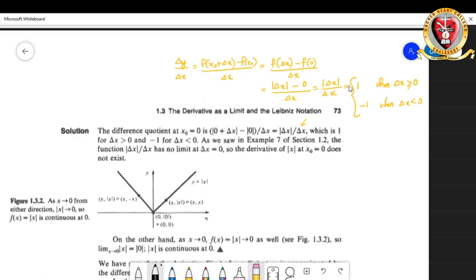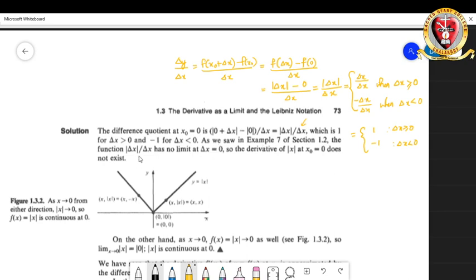How? To make it more specific, when delta x is greater than or equal to 0, that will be delta x by delta x. When delta x is strictly less than 0, that will be minus delta x by delta x. So you get 1 when delta x is greater than or equal to 0, and minus 1 when delta x is strictly less than 0. So that's how we obtain that.